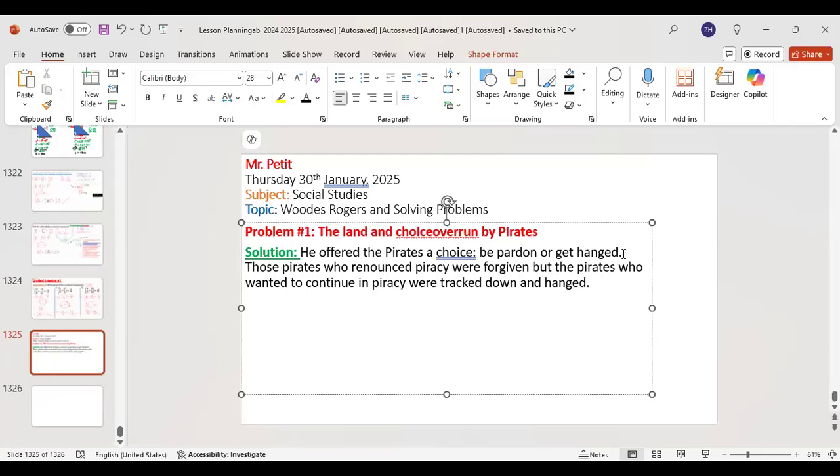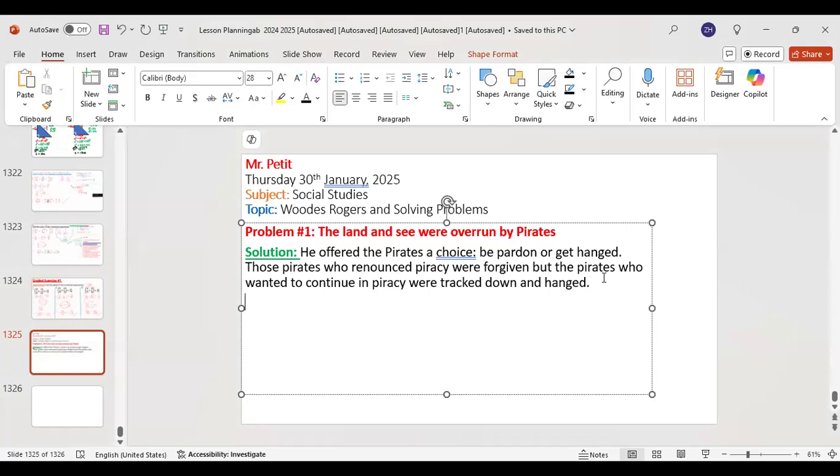Now, let's say I am a former pirate, and I decide to be pardoned and renounce piracy. I am going to help Woodes Rogers find the other pirates. That's how it works. So it's better that you just accept the pardon, because the persons you were in piracy with are going to tell where you are, and you'll be in plenty of problems. So it doesn't make sense to run away.